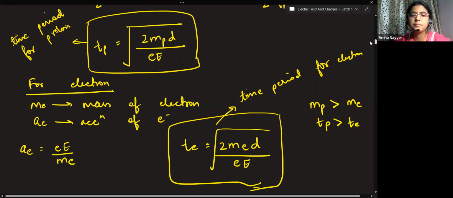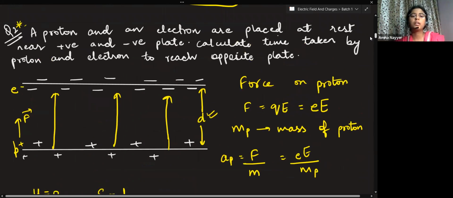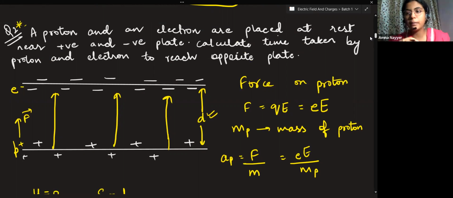See, the question said electrons are present in one plate and protons are present in the other plate. Electron is released and it will move to the other plate. Proton will be released and it will go upwards to the other plate. Opposite plate it is reaching. And it has asked us to calculate the time period of each of them. Means for a proton, whatever is the time period, for electron, whatever is the time period.